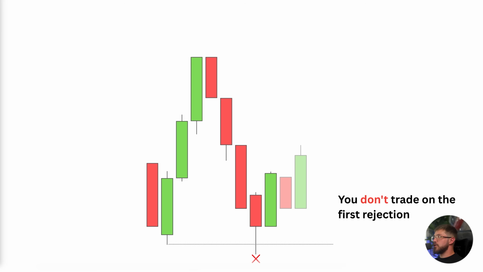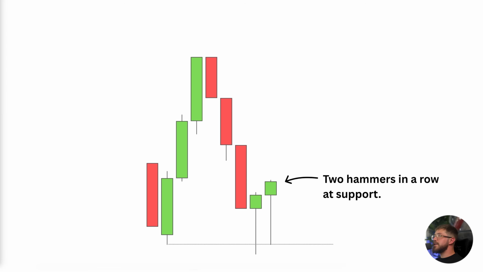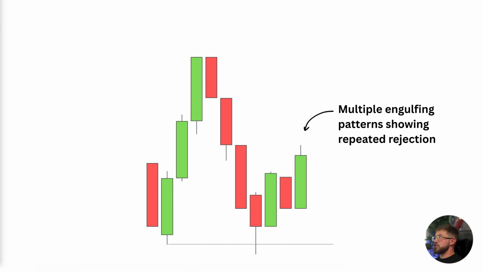But here is the crucial part. You do not just trade on the first rejection. Remember what we taught you about multi-candlestick patterns. Multiple candlesticks telling the same story create much more powerful signals. So you want to see the same rejection story told multiple times at the same level. It could either be two hammers in a row, or multiple engulfing patterns showing repeated rejection and buyers taking strong control at a support level.